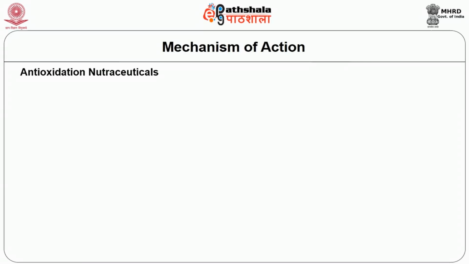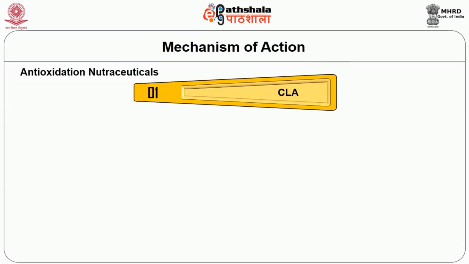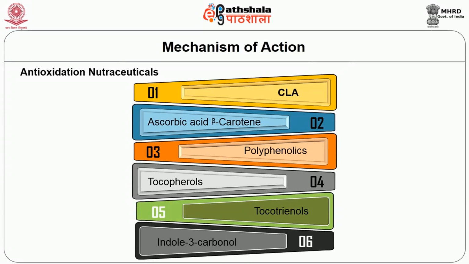Next, we shall see some examples for antioxidant nutraceuticals. Can you name one nutraceutical which has good antioxidant properties? I think you can think about some vitamins. Yes, ascorbic acid is a good antioxidant. Also, beta carotene is a good antioxidant. Other nutraceuticals with antioxidant properties are CLA, polyphenols, tocopherols, tocotrienols, and indole 3 carbinol. Now I think you are clear with nutraceuticals that are rich in antioxidant properties.